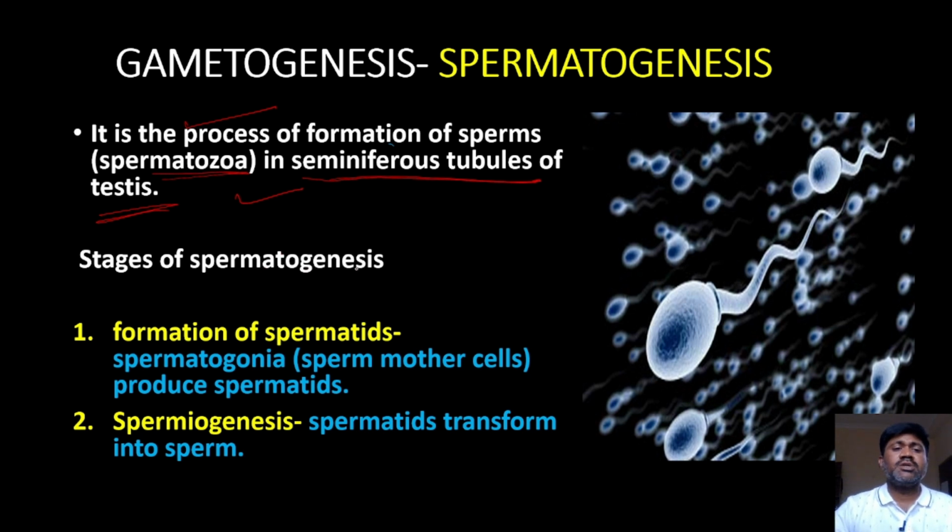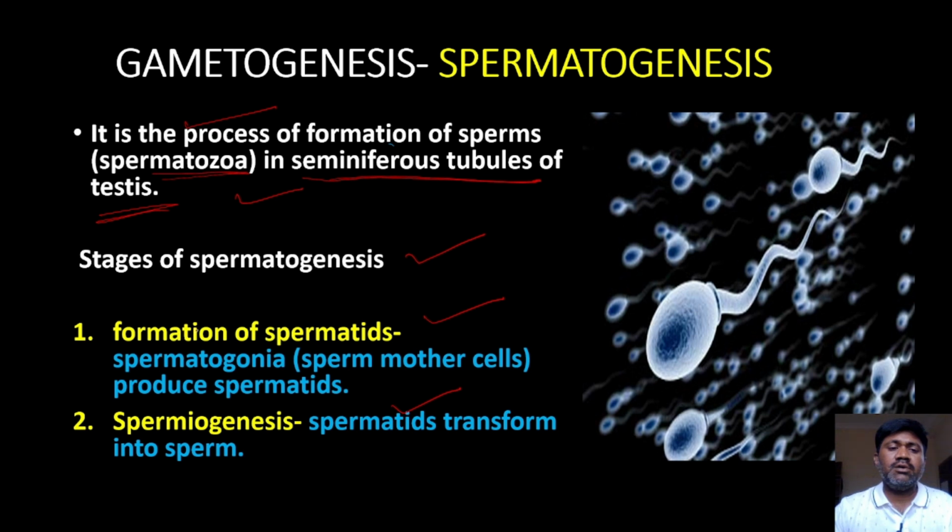Here we can observe some stages in the spermatogenesis process. First, spermatids will be formed. Then these spermatids undergo the maturation process. Then they develop into complete spermatozoa or sperm cells. This whole process is called the spermatogenesis process.